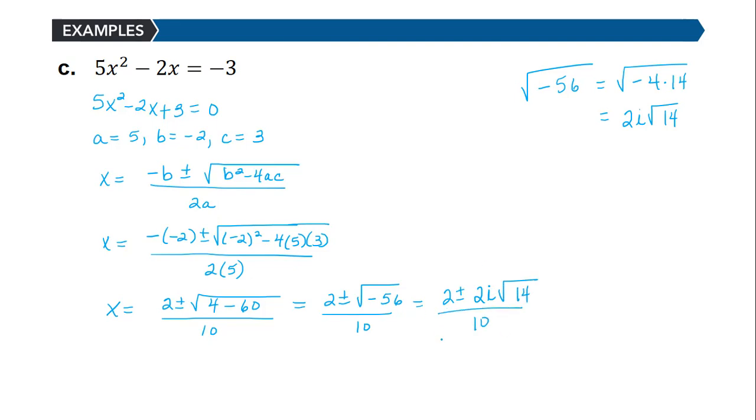And then we can actually simplify if there's a common factor between the numerator and denominator. And notice that there's a 2 common in the numerator, and 2 also goes into 10. So we can divide each of these terms in the numerator and then the denominator by 2 to simplify this to be 1 plus or minus i times the square root of 14 divided by 5. And so that would be my solution, and we can write those in solution set notation.